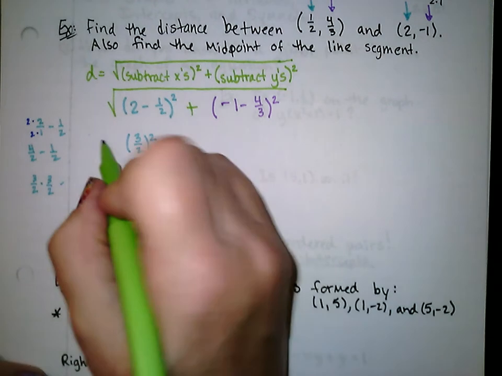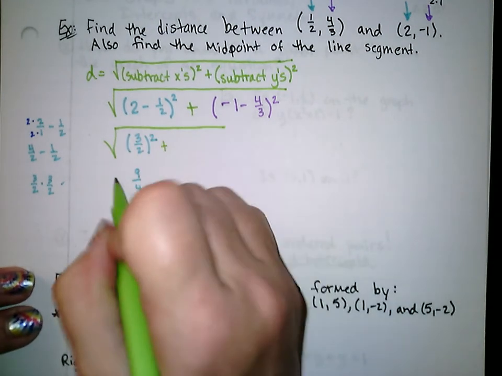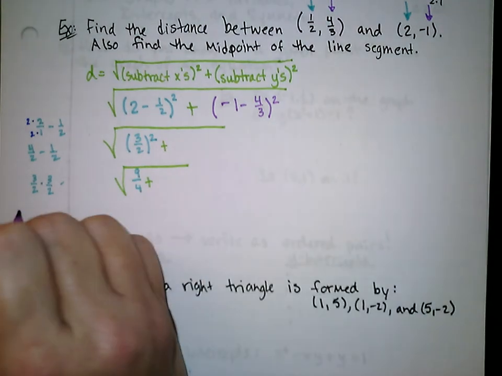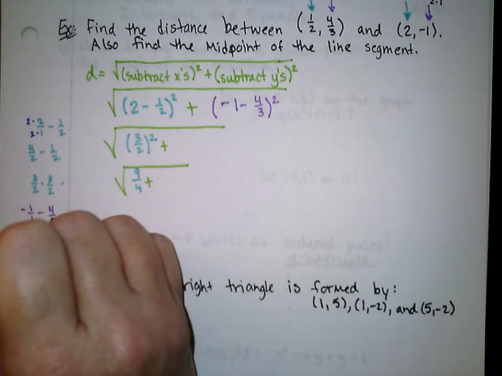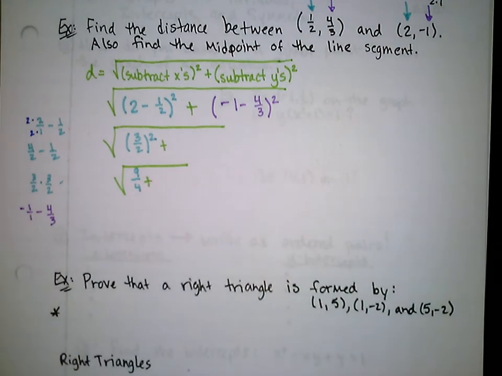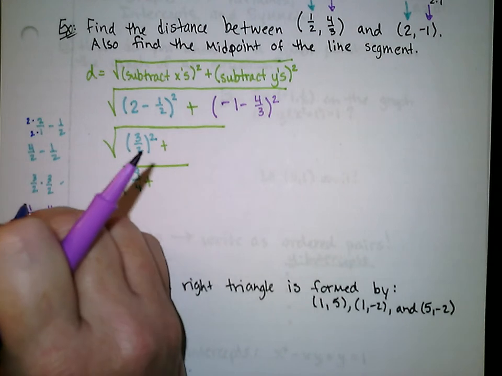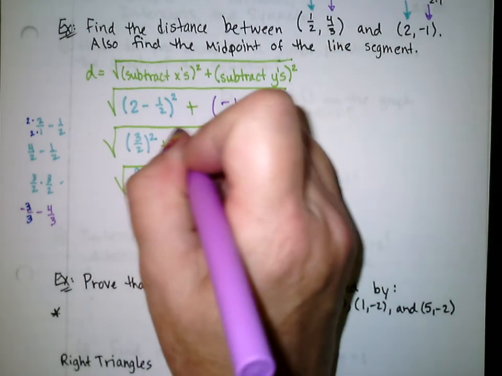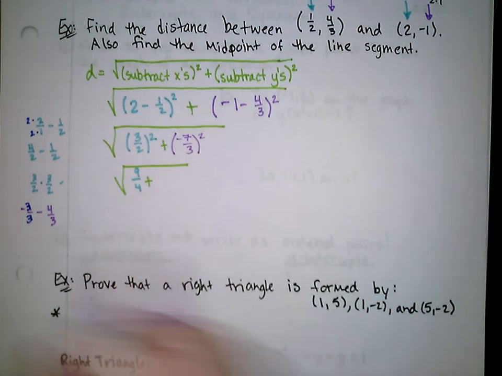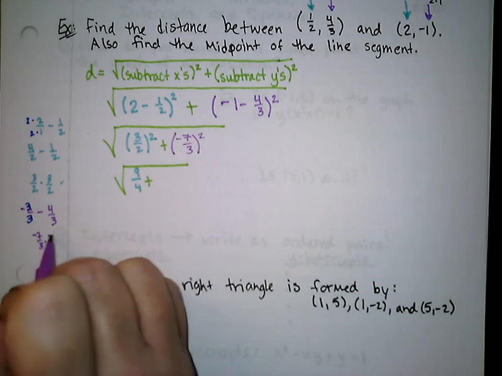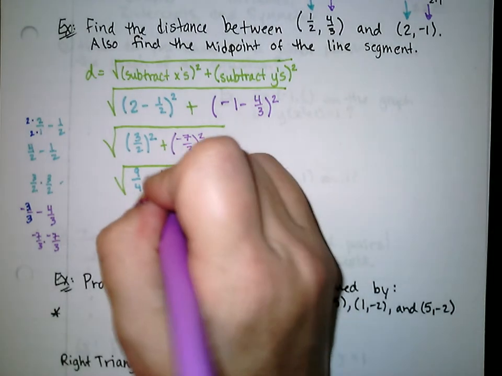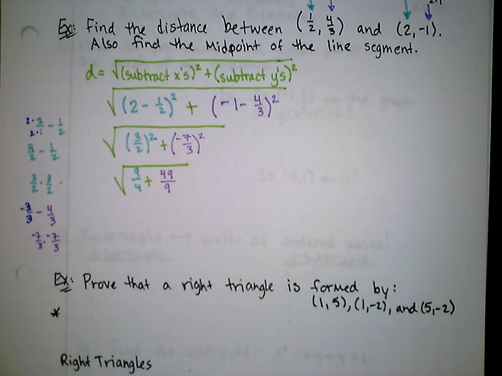Okay. I still have my square root here, and I still have to add my y's. So -1 minus 4/3, -1 over 1 minus 4 over 3. Again, I have to have that common denominator, so I'll do times 3 and times 3, so that's -3/3 minus 4/3, which will be -7/3 squared. When I square -7/3, I'm taking it times itself. -7 times -7 is 49. 3 times 3 is 9. Okay, so far so good.